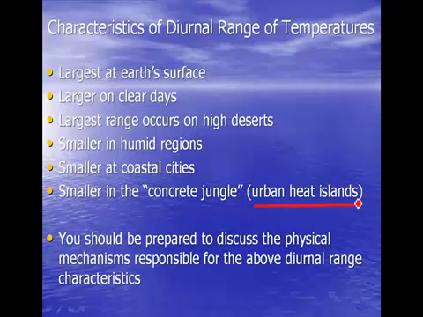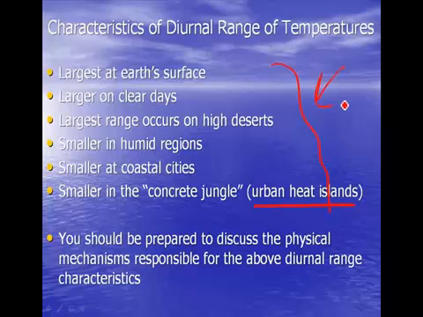You should be prepared to discuss all the physical mechanisms responsible for the above diurnal range characteristics. And we've talked about these, and I've mentioned a few of these here.